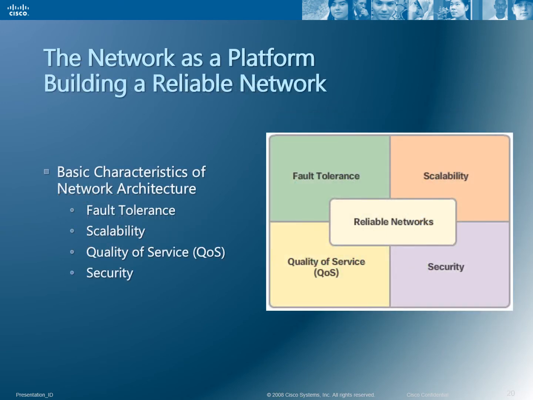So when we're building a network, we have to pay attention to 4 unique basic characteristics. Fault tolerance, which is the ability of a system to bounce back in the event of a failure. Scalability, which means the ability of the network to grow or shrink relative to the business's needs, or the network's needs, excuse me. Quality of service, meaning that can we prioritize traffic?